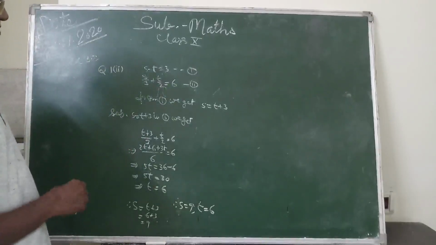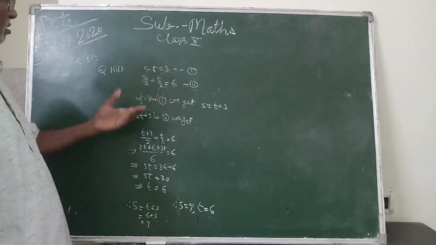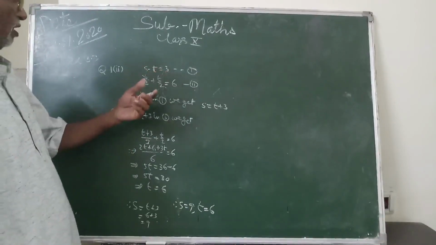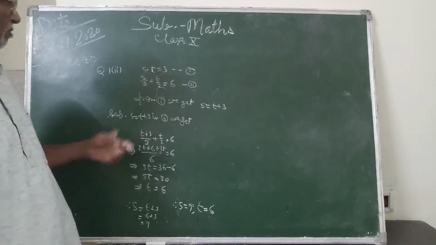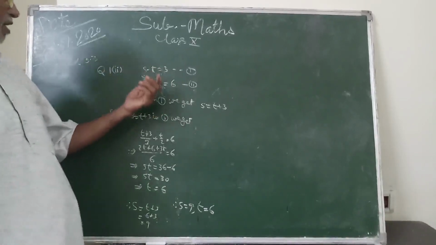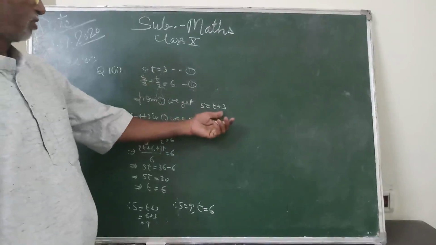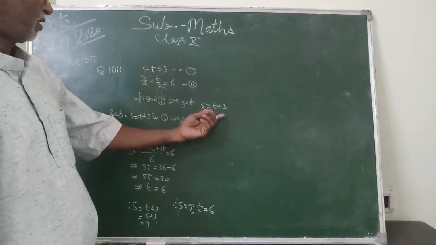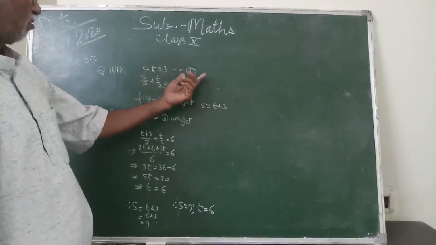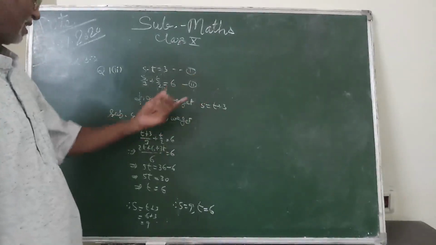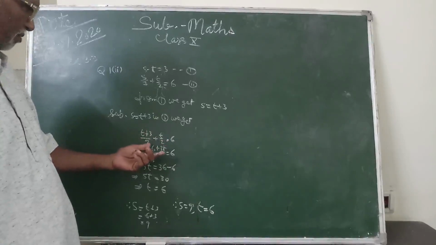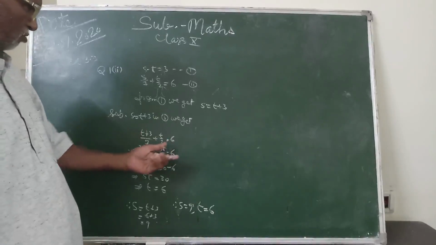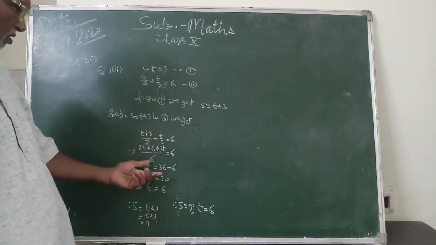Then the value of one variable comes. Here s minus t is equal to 3 and s by 3 plus t by 2 is equal to 6 is given. From the first, s is equal to t plus 3. Substituting the value of s obtained from equation 1 in the second, we get (t plus 3) upon 3 plus t by 2 is equal to 6. LCM of 3 and 2 is 6.